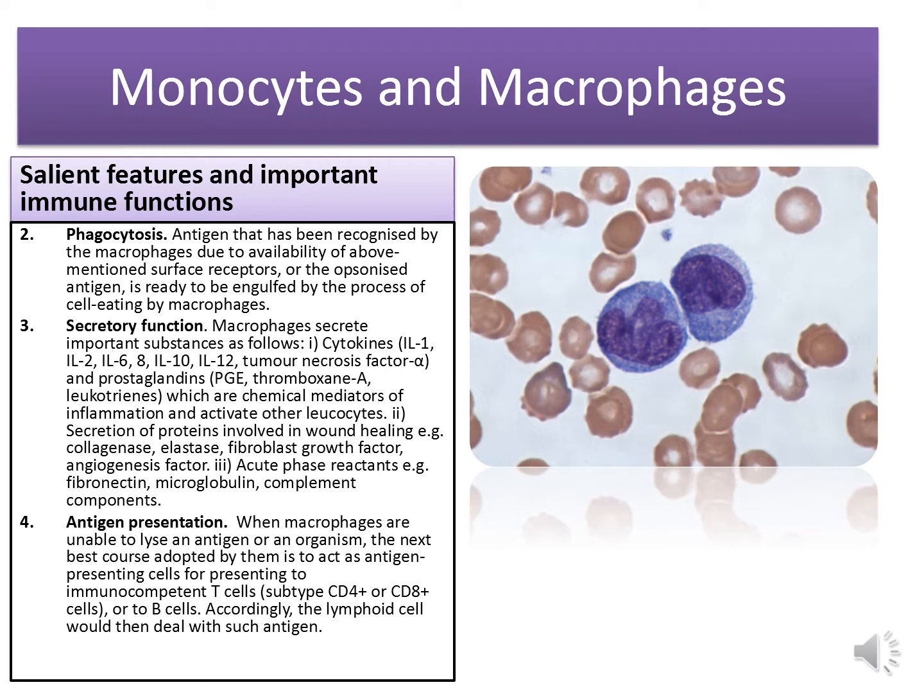And the fourth function, antigen presentation. When macrophages are unable to lyse the antigen or an organism, the next best course adopted by them is to act as antigen-presenting cells, presenting to immunocompetent T cells, subtypes CD4 and CD8 cells, or to B cells. Accordingly, the lymphoid cells would then deal with such antigen.